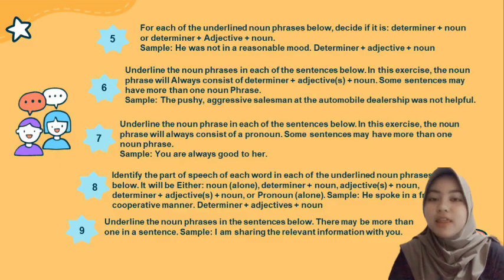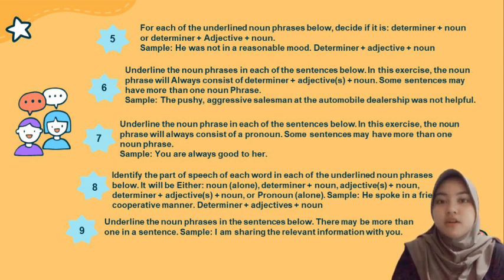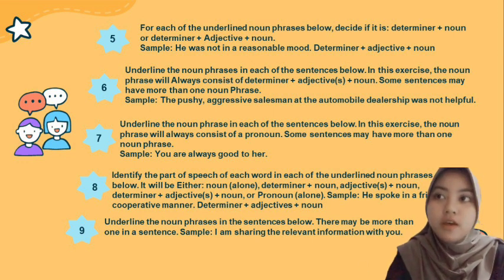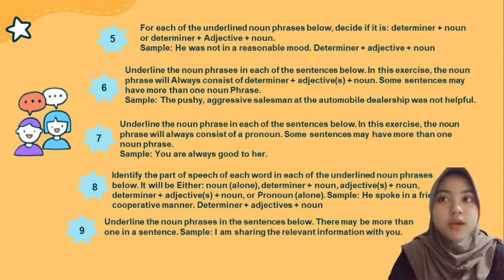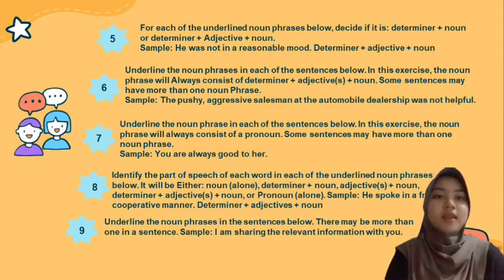Okay, I am Vanny Sukanti. I will continue the material about the basic structure of noun phrases. Number 5 is, for each of the underlined noun phrases below, decide if it is determiner plus noun or determiner plus adjective plus noun. Sample: He was not in a reasonable mood. Determiner plus adjective plus noun.